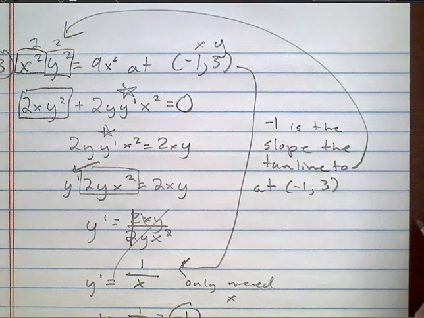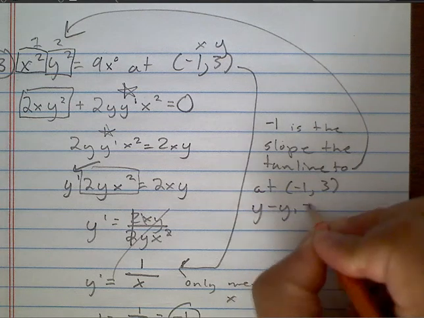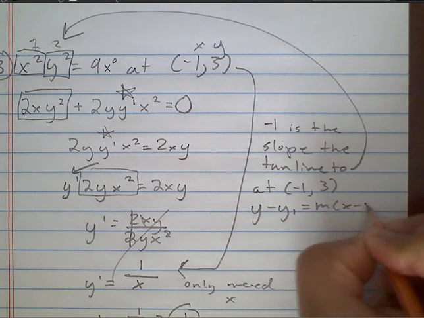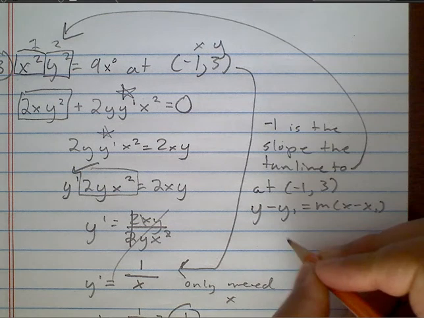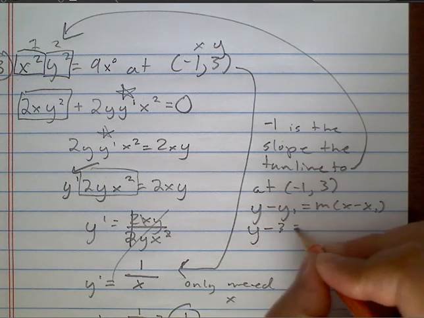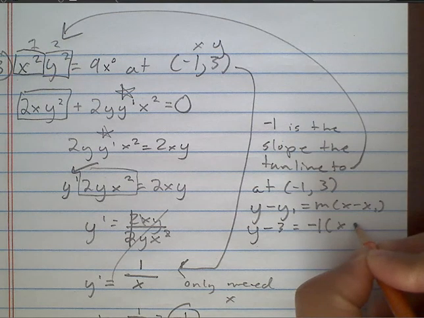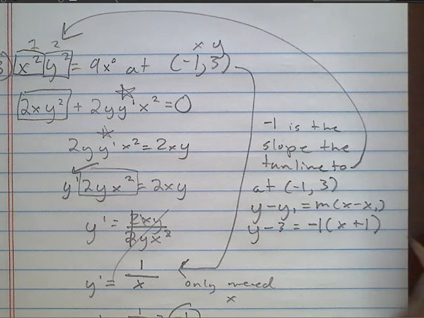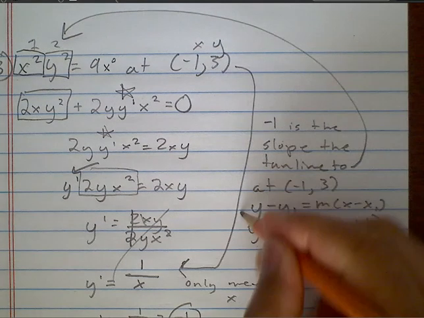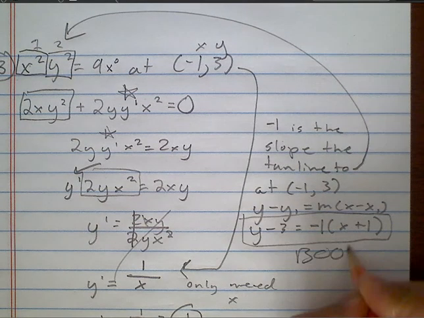Okay. Now we can do an equation very easily. Y minus y1 equals m times x minus x1. Alright, y1 is our 3. M is negative 1. And x is negative 1, so that becomes x plus 1. And that deserves a boom, because we're done.